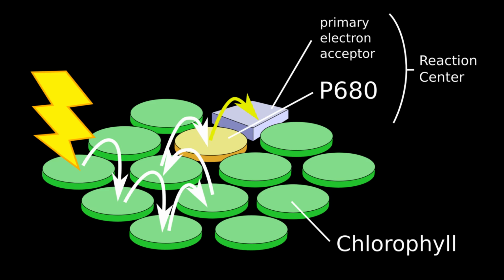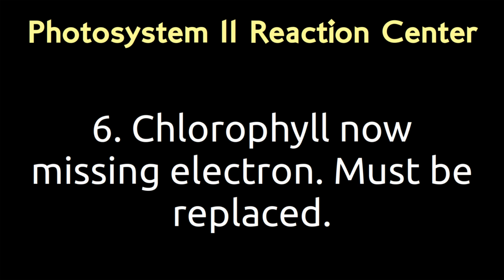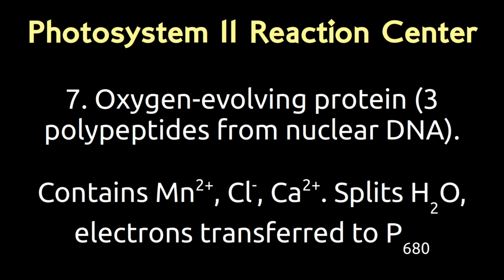However, by the time we're all done with this, our poor chlorophyll, the P680, is missing electrons. And we have to replace those. This is going to be done by a specific part of photosystem 2 that is known as the oxygen evolving center, or the oxygen evolving protein, I'll say. This is 3 polypeptides from nuclear DNA. And it's going to contain quite a few different things that are kind of unusual for a protein. It's going to contain manganese, chlorine, calcium.